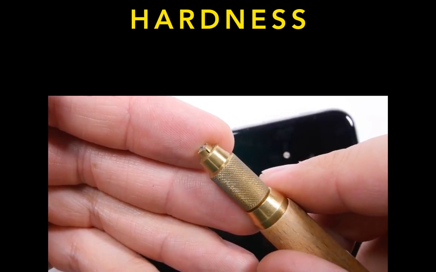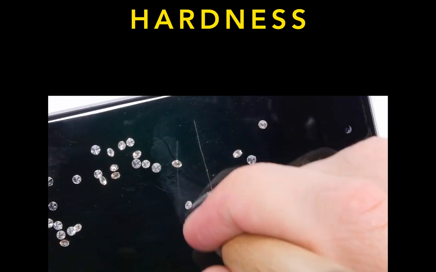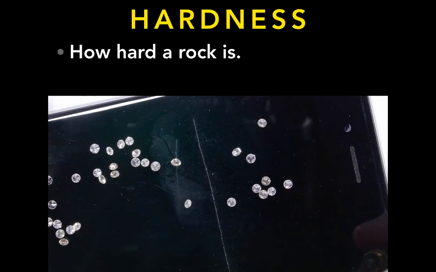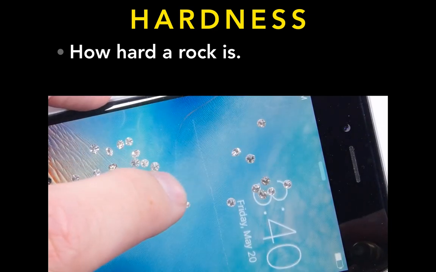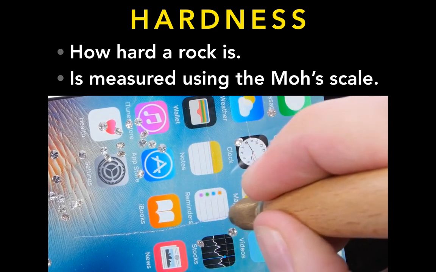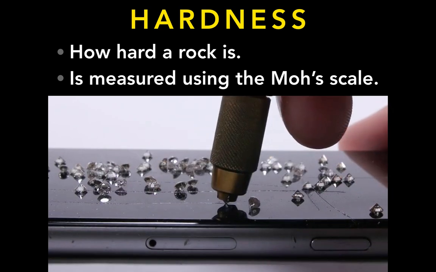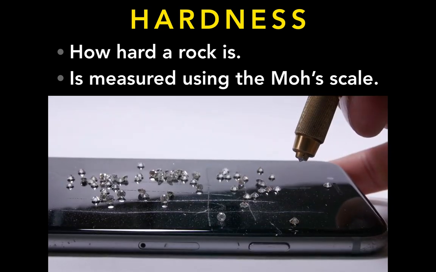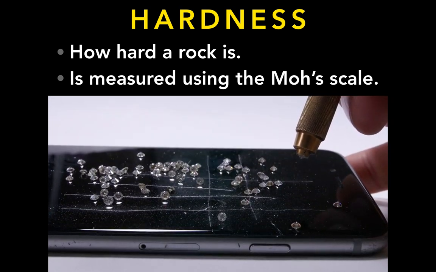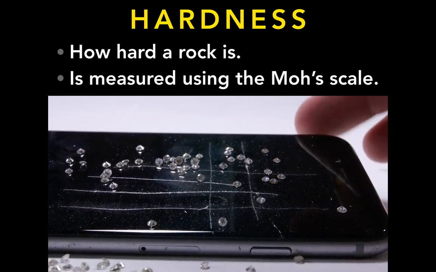Hardness. If you miss this one on the test, I feel bad for you because this is the easiest question on the next test. What is hardness? Well, pretty simply put, it's how hard a rock is. And it's measured using something called the Mohs scale. Now, the scientist below is actually scratching an iPhone screen, which, as you may or may not know, is a pretty strong screen. Well, how he's scratching it is he's using a diamond, which is one of the hardest minerals or hardest rocks on Earth.